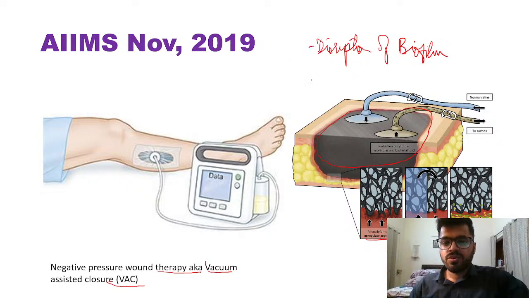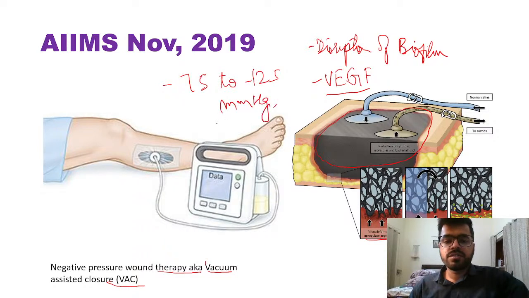So it is used after debridement, and vascular endothelial growth factor is released because of the negative pressure. Negative pressure usually kept is -75 to -125 mmHg. So this can be used for wounds for their better healing.